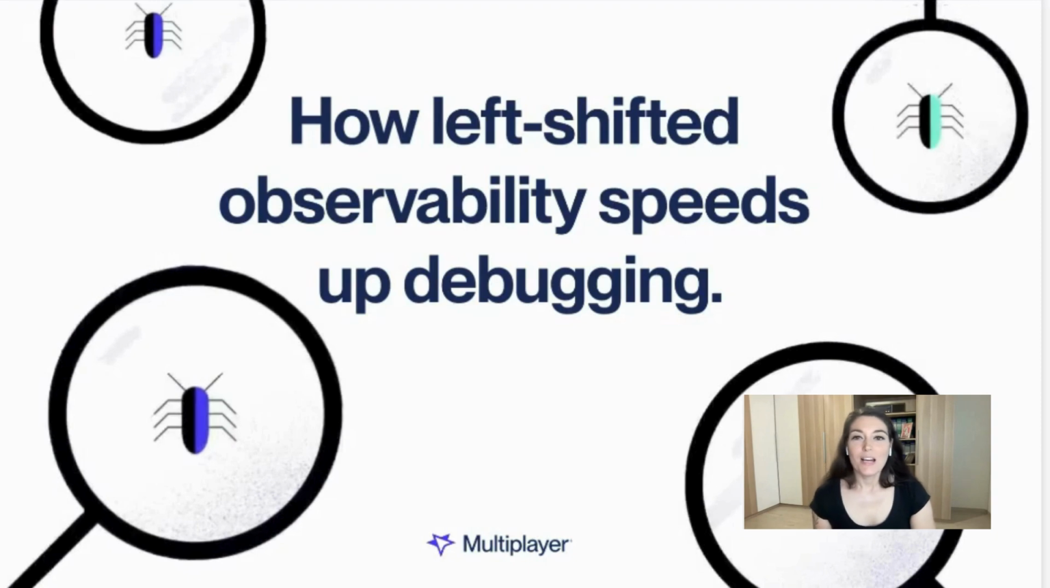Today we will talk about how a left-shifted observability speeds up debugging of complex systems.